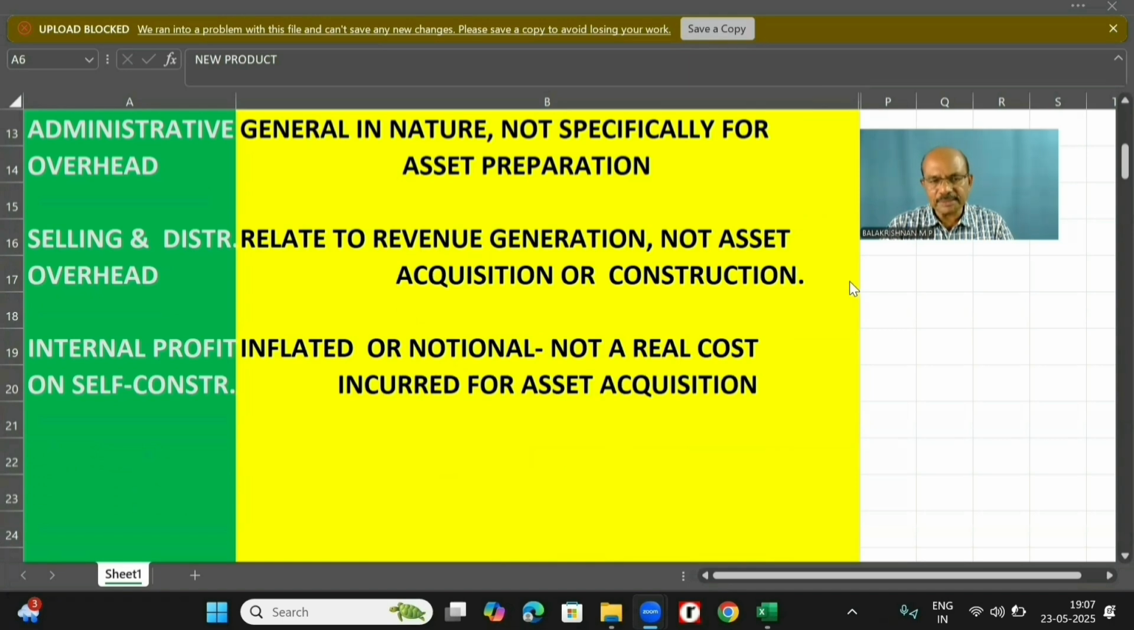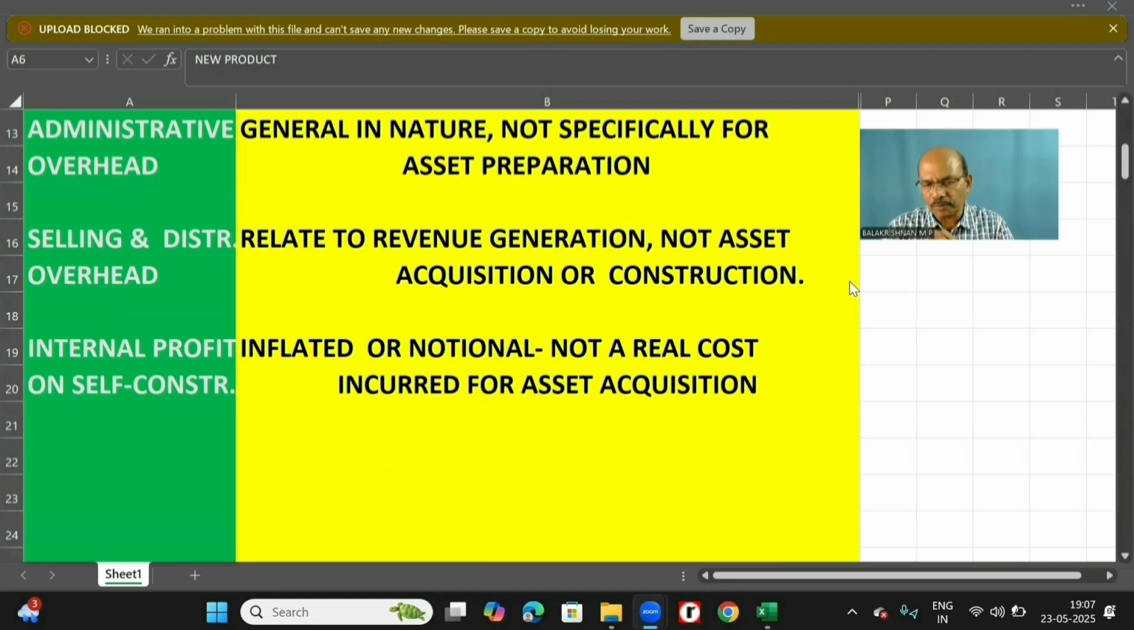General admin expenses like salaries of finance staff, stationery expenses, HR costs, etc. do not directly relate to construction or acquisition of PPE and are not capitalized. Okay. However, please note that if admin expenses are specifically and directly attributable to bringing the asset to working condition, they must be included. Otherwise, they are expenses.